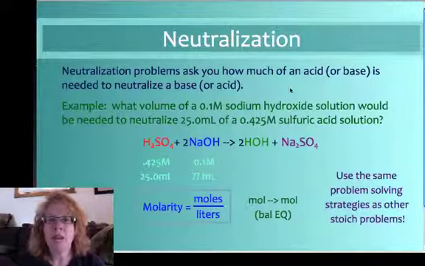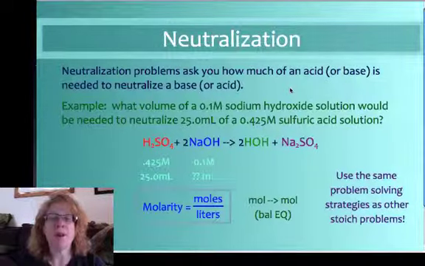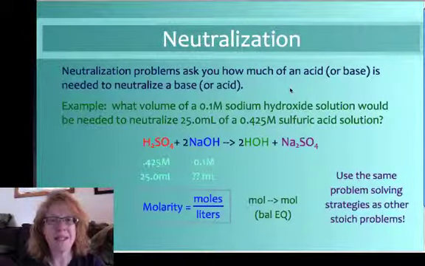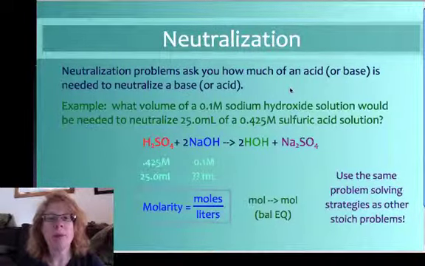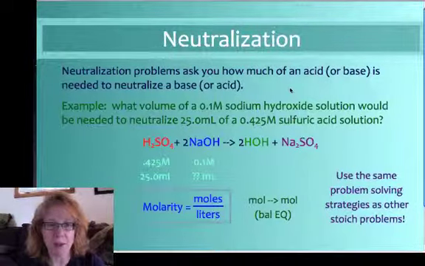Number one, this is not a dilution problem. Again, you have two different chemicals present. This is not dilution. You cannot use M1V1 equals M2V2. This is a stoichiometry problem because you have two different chemicals present. So you have to write your balanced chemical equation. We've already got it because we used it on the first slide.